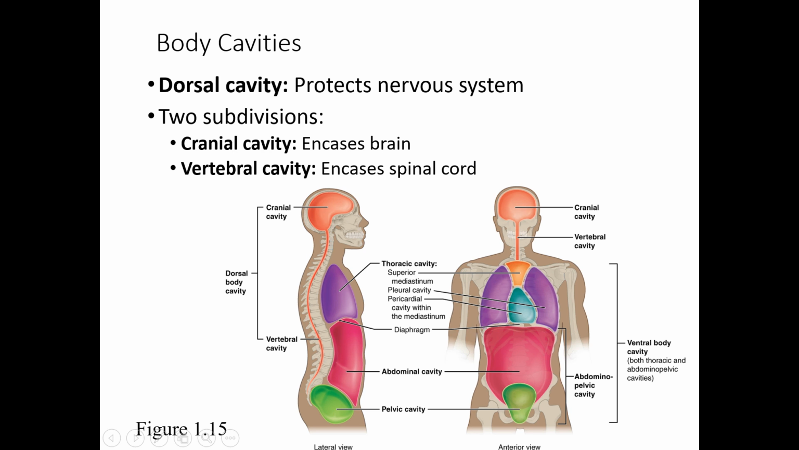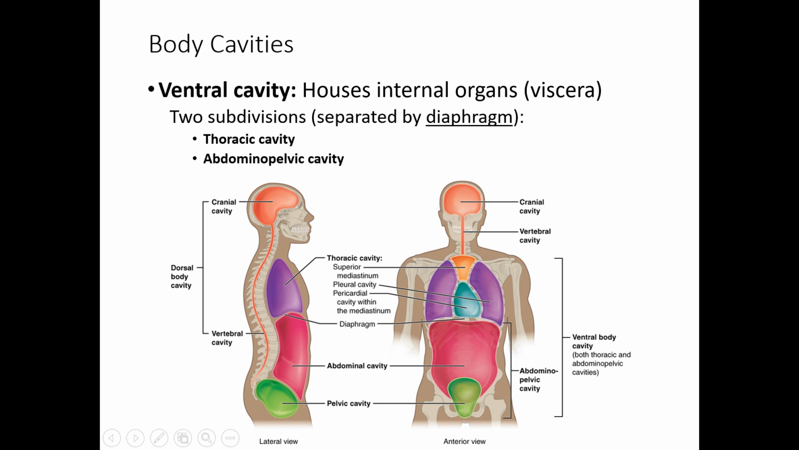We also have a ventral cavity right here. Let's go to the next slide. So that is the ventral cavity right here. And the ventral cavity houses our internal organs. It has two main subdivisions separated by the diaphragm. Right here there is a diaphragm. Everything that is superior to the diaphragm, above it, would be the thoracic cavity. Here is the thoracic cavity. Everything that is beneath the diaphragm will be the abdominopelvic cavity. Here is the abdominopelvic cavity.